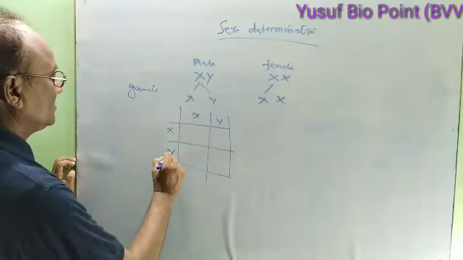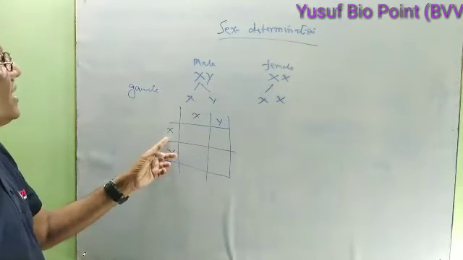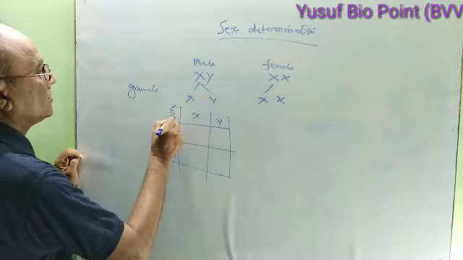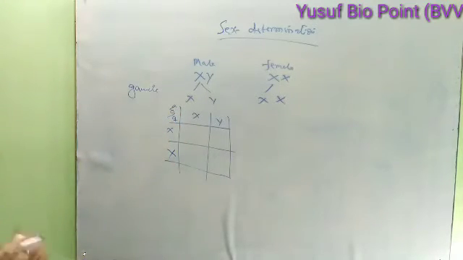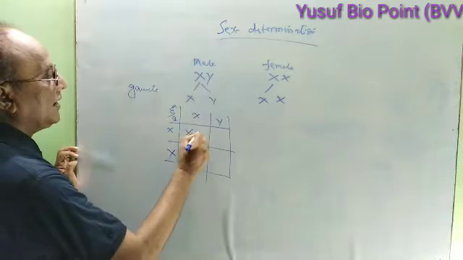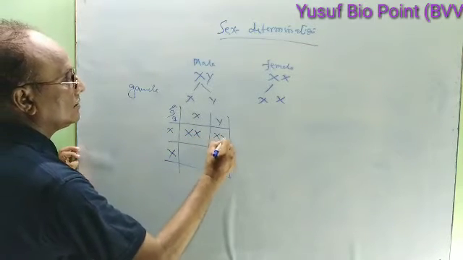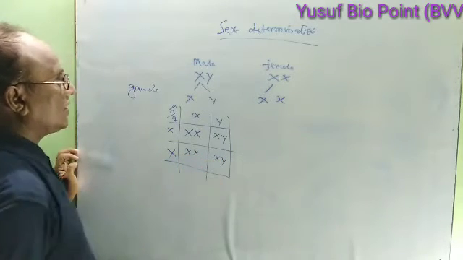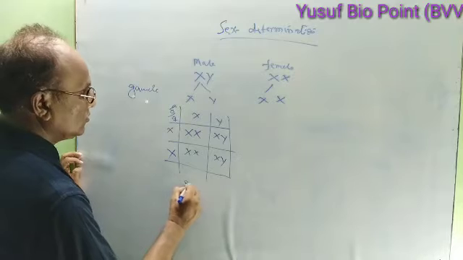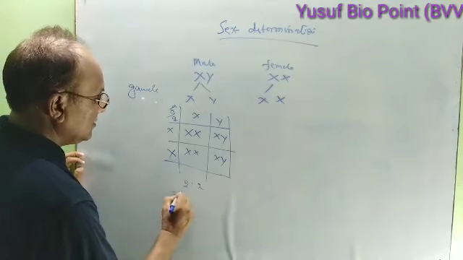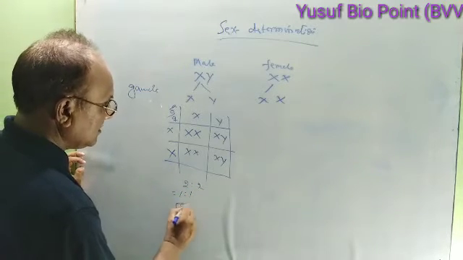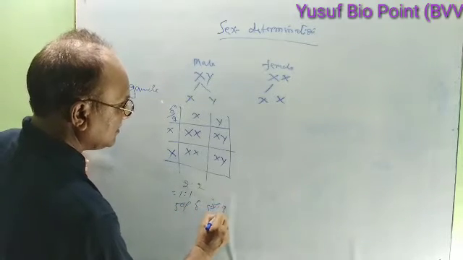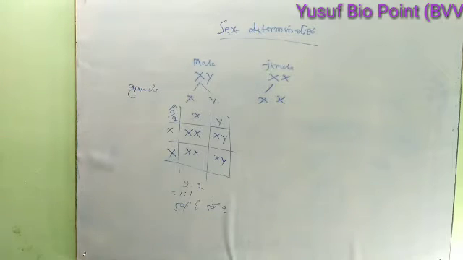Sorry, XX is the female gamete and this is the male gamete. Now the offspring will be XX, XY, XX, XY, that is 2:2, meaning 1:1, that is 50% male and 50% female. There is a 50% chance of each.